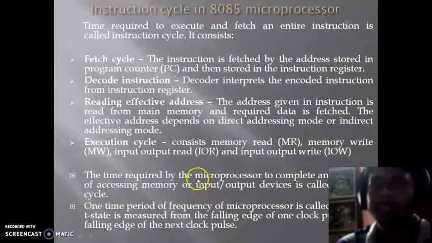So first, to execute the opcode, the instruction is fetched using the address that is stored in the program counter, and that address will be placed onto the address bus, and that will point out the address where the opcode is stored. This opcode will be sent to the instruction decoder using the data bus, where the instruction decoder decodes the opcode, by which the microprocessor can understand what it has to perform. So this is the fetch cycle, and next is reading the effective address, which is very important.